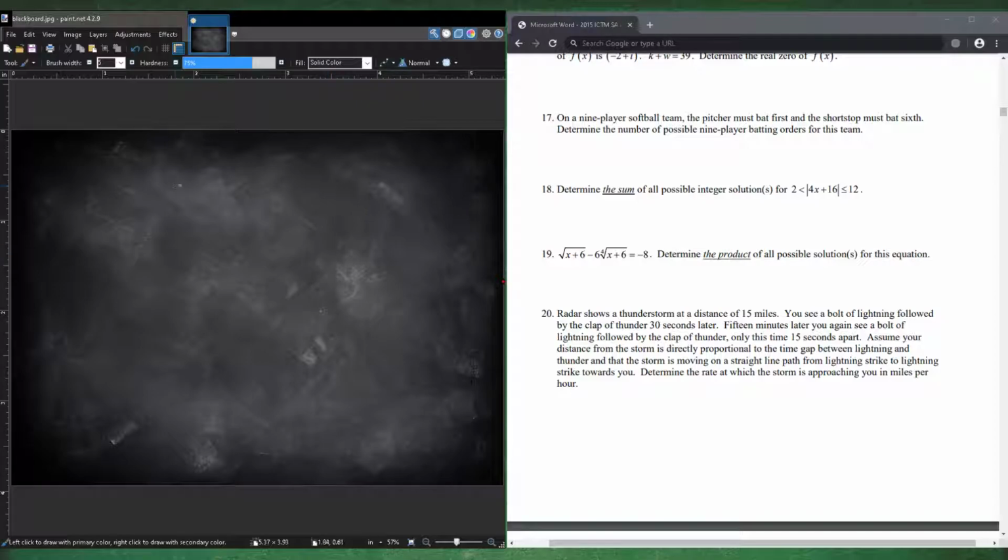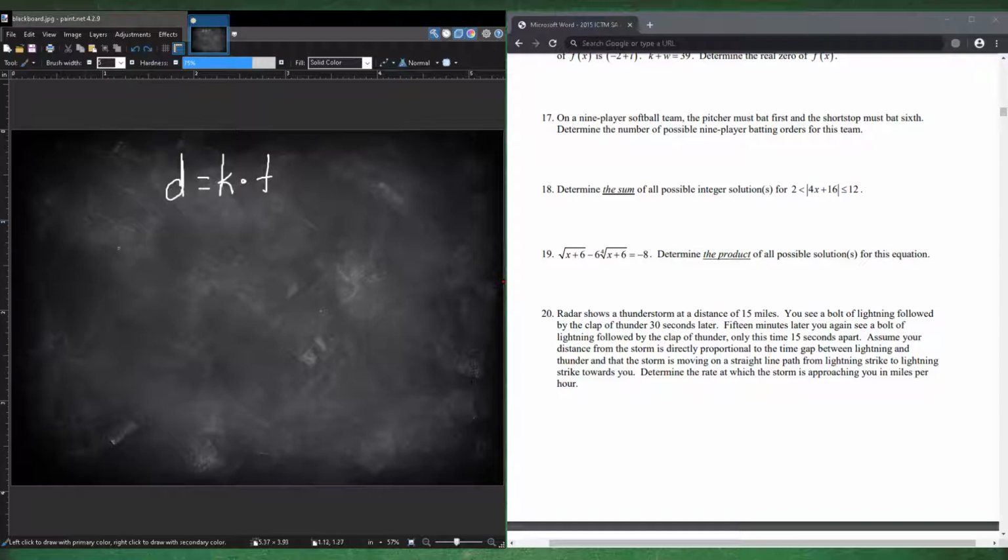Okay, so the distance is proportional, so there's some kind of constant, we'll call that k, directly proportional to the time gap, so t. And the storm is moving on a straight line. Straight line basically just means that it's not moving in a curved way, so it follows this linear formula. Determine the rate at which the storm is approaching you in miles per hour.